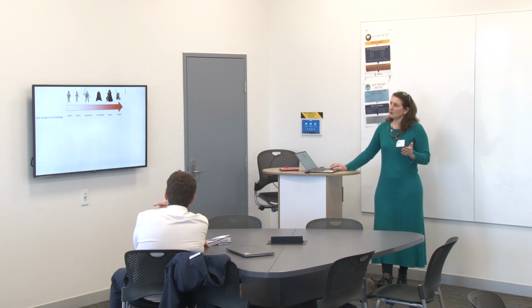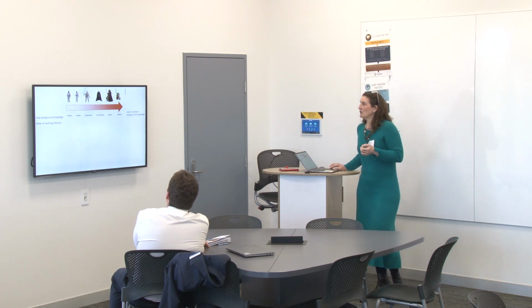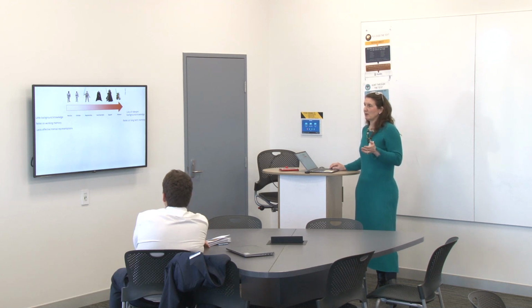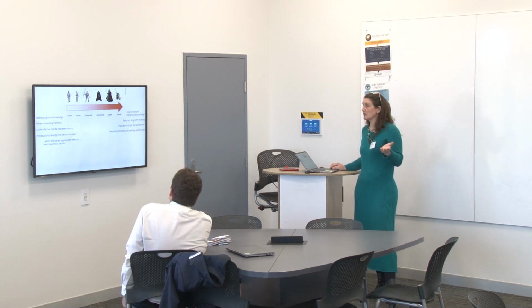So the novices don't have a lot of background knowledge. They're relying on their working memory, which is hard for them. The experts rather already have their background knowledge that they can draw on and apply immediately. So they're relying on their long-term memory. The novices don't have effective mental representations yet. That procedural knowledge isn't automated like it is with the experts, who have very clear mental representations and can draw on their knowledge bank to automatically see things that the novices can't.